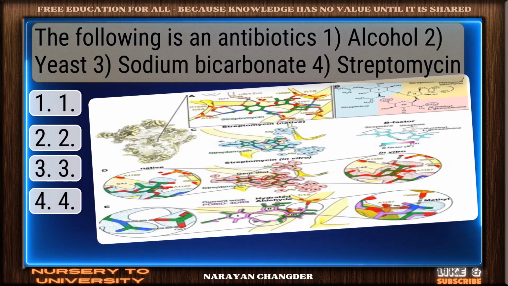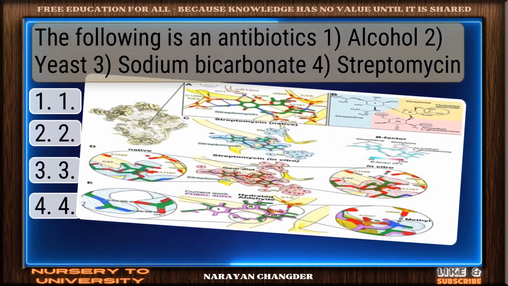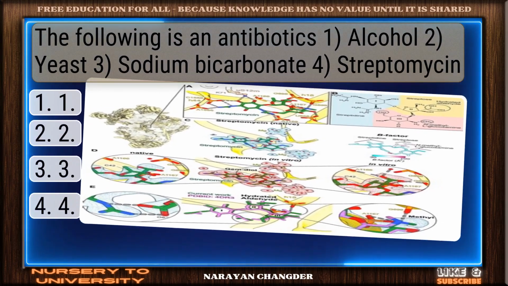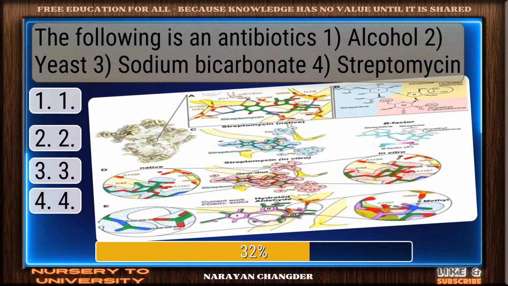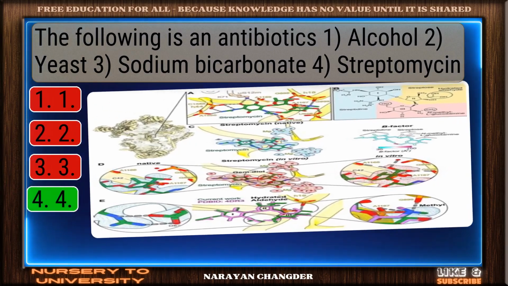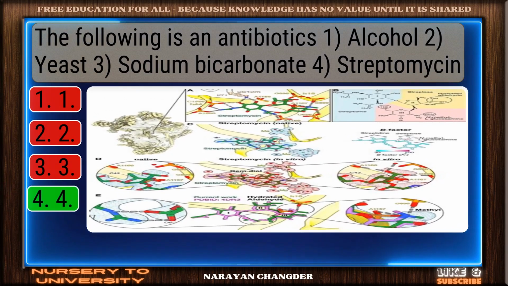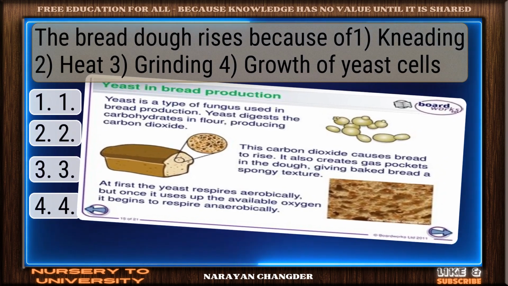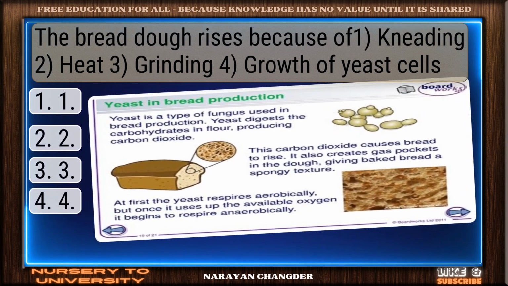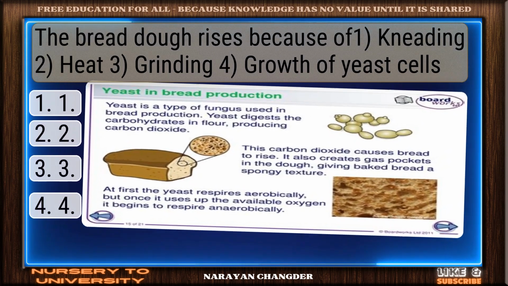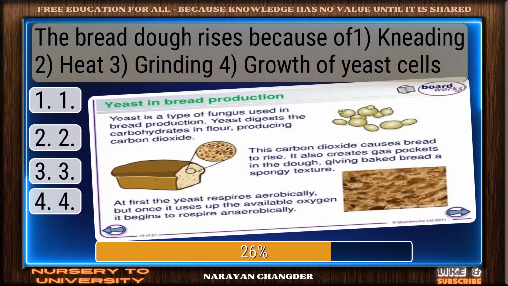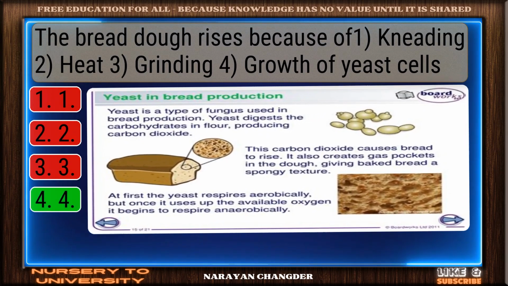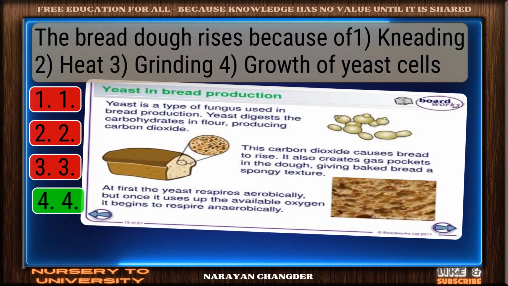The following is an antibiotic: 1 wine alcohol, 2 yeast, 3 sodium bicarbonate, 4 streptomycin. Well picked. 4 is the correct answer. The bread dough rises because of 1 kneading, 2 heat, 3 grinding, 4 growth of yeast cells. Well reasoned. 4 is the correct choice.